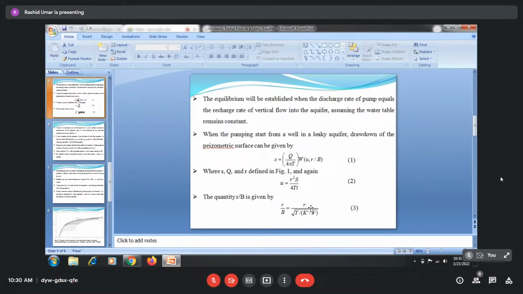This equation can also be solved by noting down this particular parameter. T we have evaluated. Thickness is known to us from drilling data. Thickness of the aquitard you can know with the help of drilling data, and R by B we have read from the graph. This R is known to us. Transmissivity we have calculated, so the aquitard hydraulic conductivity can be calculated by this particular method.